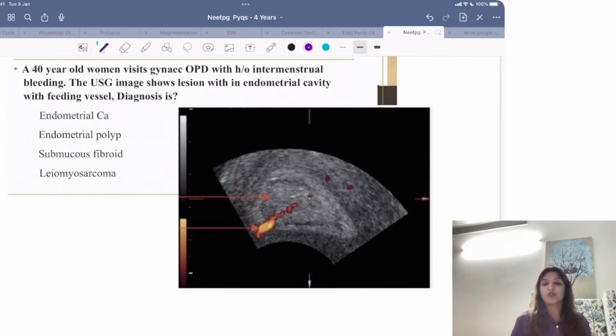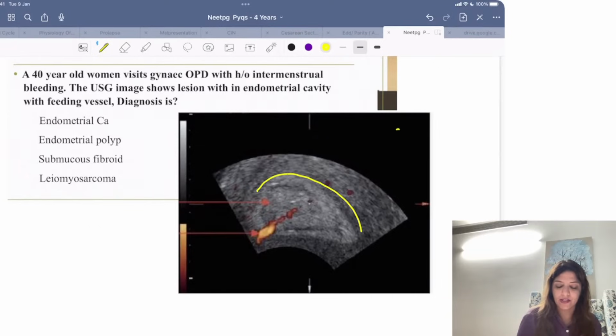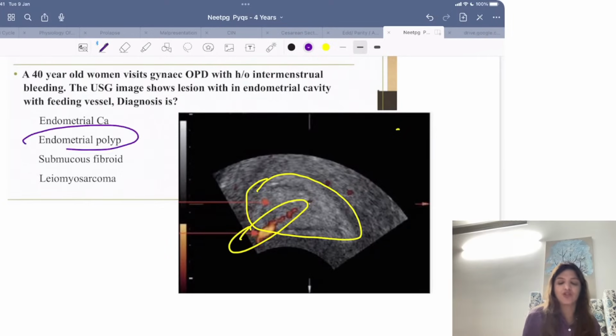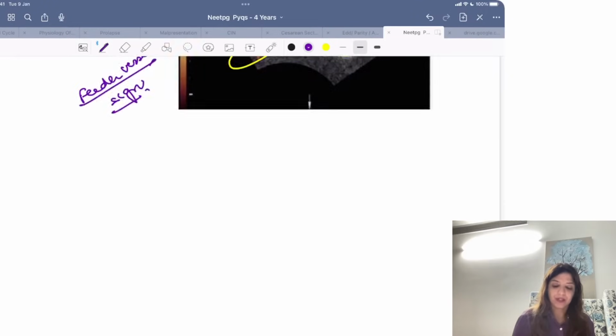Then there was this question which had come, and from the image you can see what you are seeing over here. This is an ultrasound image, and in this ultrasound you are seeing a mass in the uterus, and this is a vessel. The Doppler has been switched on. There is a vessel which is coming up till the center, a single vessel coming up till the center. This means this is an endometrial polyp. This is what is called the feeder vessel sign. Very, very important image. This is a feeder vessel sign and this is an endometrial polyp.